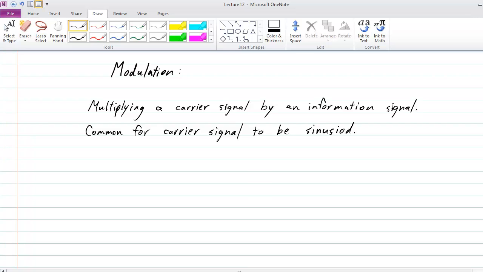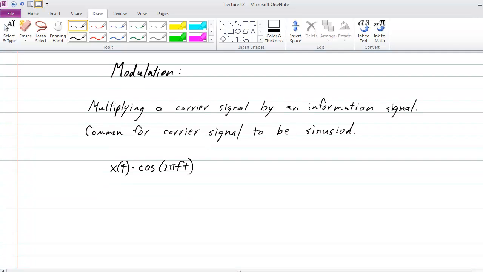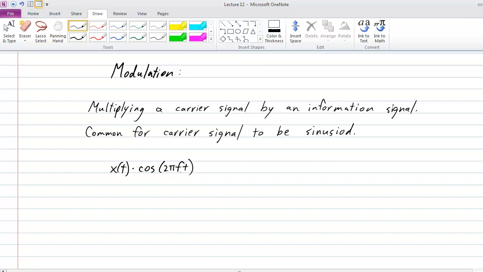All right. So what that means is, let's say you have some x of t, which is our information signal, times some cosine of 2 pi f t. Now, I'll put f sub c here for carrier frequency.